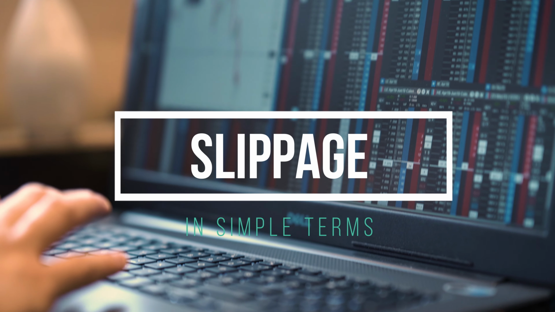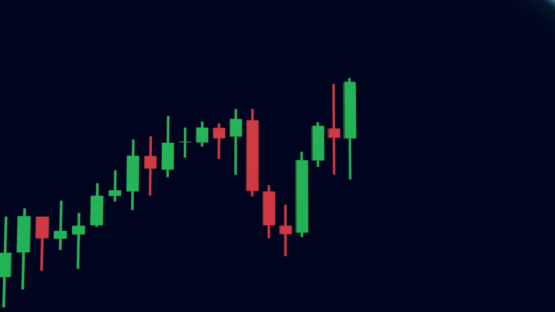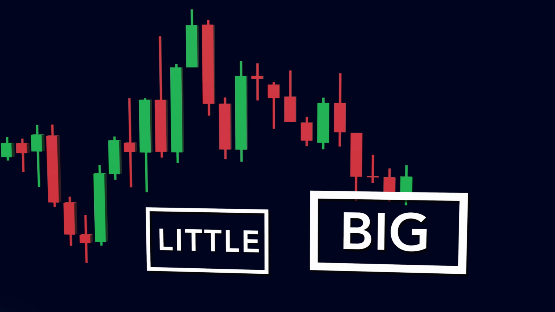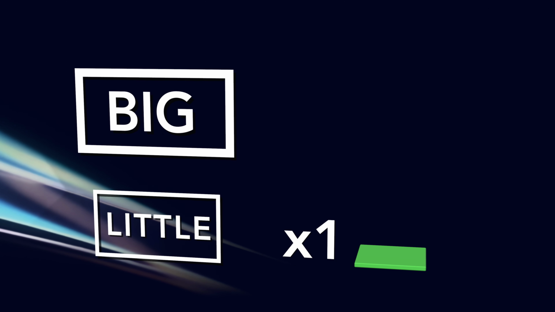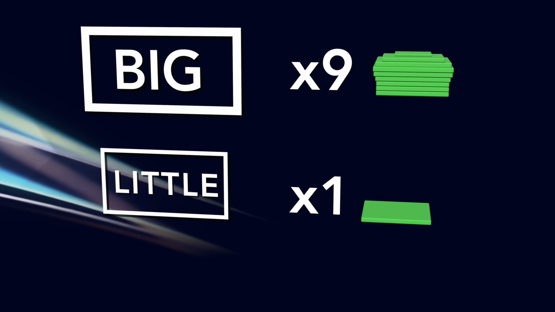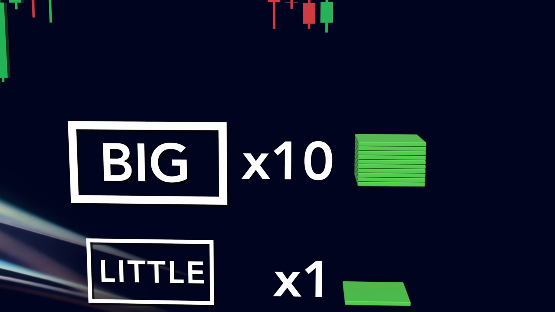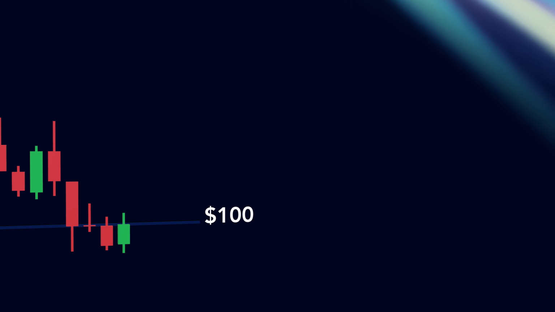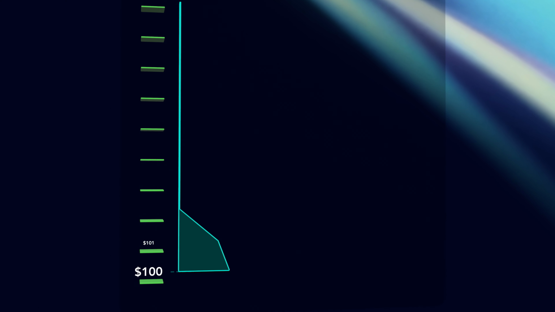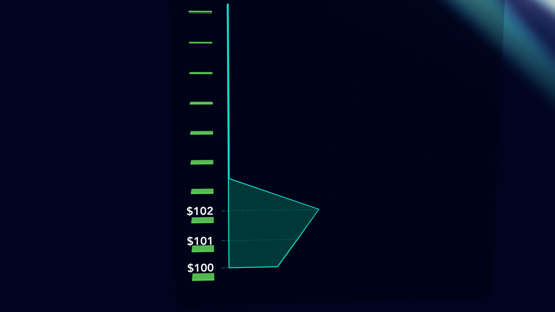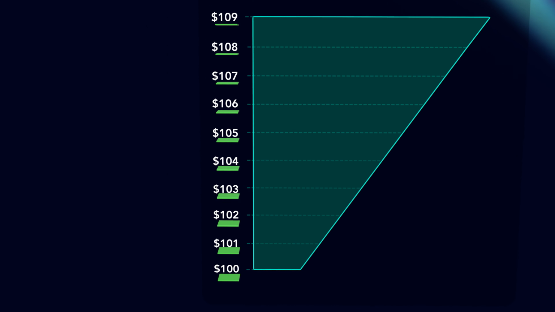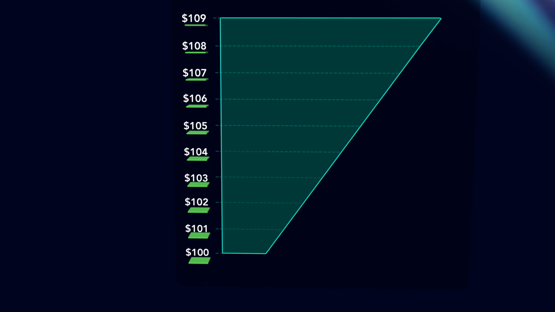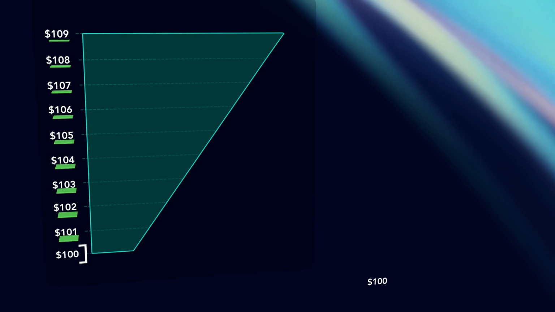Let's explain slippage in simple terms. There are two people trying to buy an asset, a little guy and a big guy. The little guy wants 1 unit of this asset and the big guy wants 10 units of this asset. The market is trading at $100 and there is 1 unit available at each single dollar price point. One at 100, one at 101, one at 102, etc. If the little guy wants to buy his unit, this is easy. He just takes the unit available at $100.